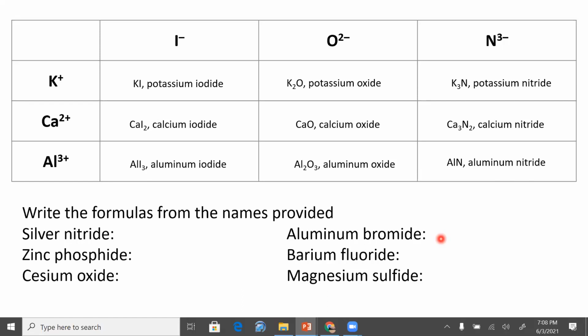Magnesium's MgS. Sorry, where'd I get that? I gave you the answer. Magnesium's Mg. Oops. Yep, there you go. Oh, you guys are going so quick. It's awesome. It's okay.